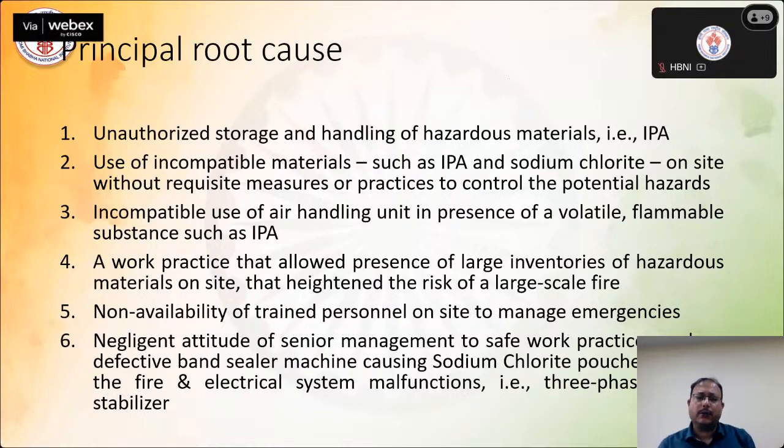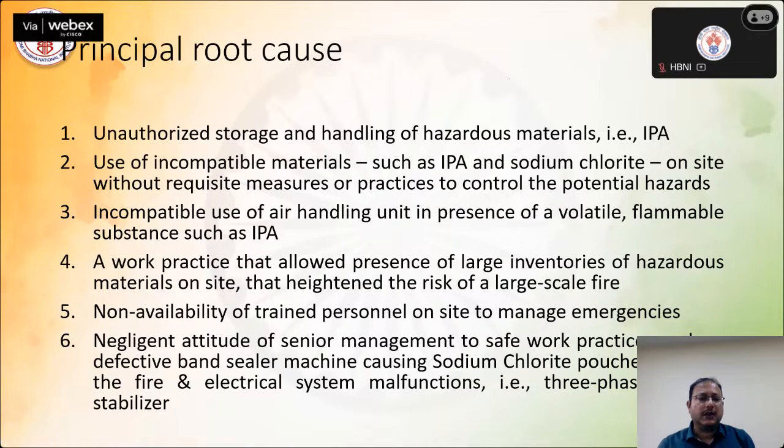So in that case also, IPA and sodium chloride were incompatible materials on site, and the absence of requisite measures and practices to control the potential hazard was also found. Incompatible use of air handling units in the presence of volatile, flammable substances such as IPA was also found. A work practice that allowed the presence of large inventories of hazardous materials on site heightened the risk of a large-scale fire. Also found were non-availability of trained personnel on site to manage emergencies, and negligent attitude of senior management to safe work practices, such as a defective band sealer machine causing sodium chloride pouches to catch fire, and electrical system malfunctions, that is, the three-phase voltage stabilizer. These are the principal root causes which you can see.